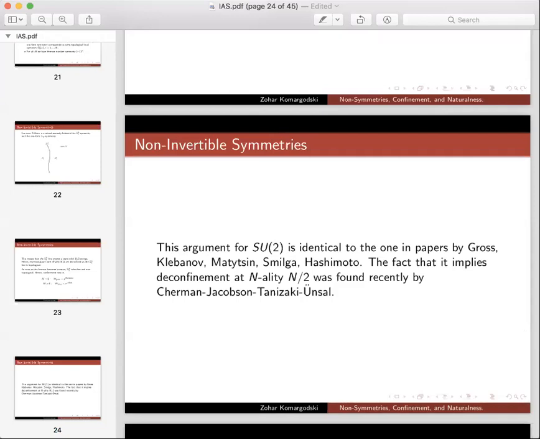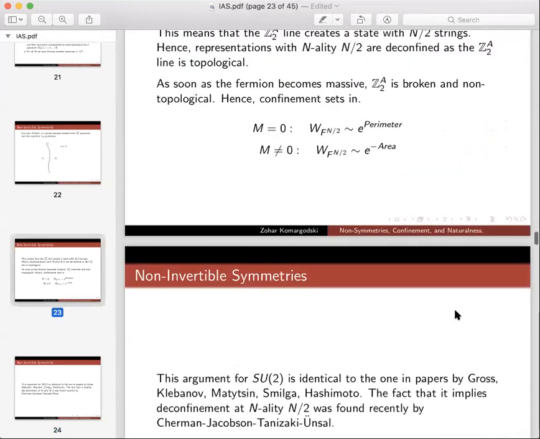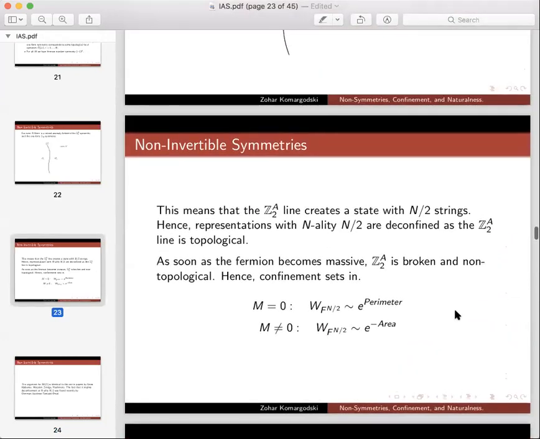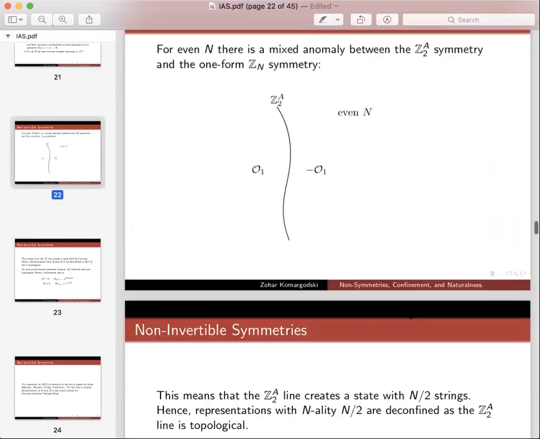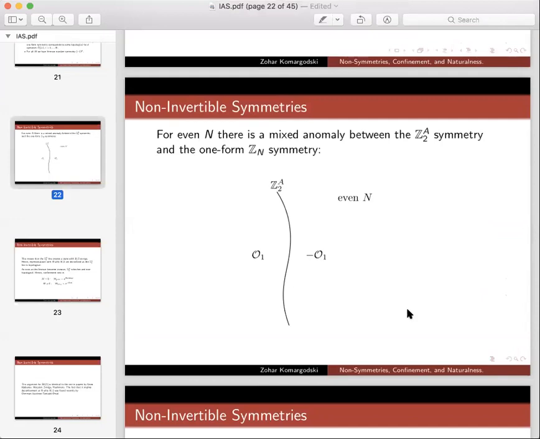So what's the future direction in this non-invertible symmetry? Well, one thing that I'm trying to do: even for N=1, the supersymmetric version of adjoint QCD, I don't really know what it does. No, I don't think anybody knows. So I'm trying to think about it using these tools.